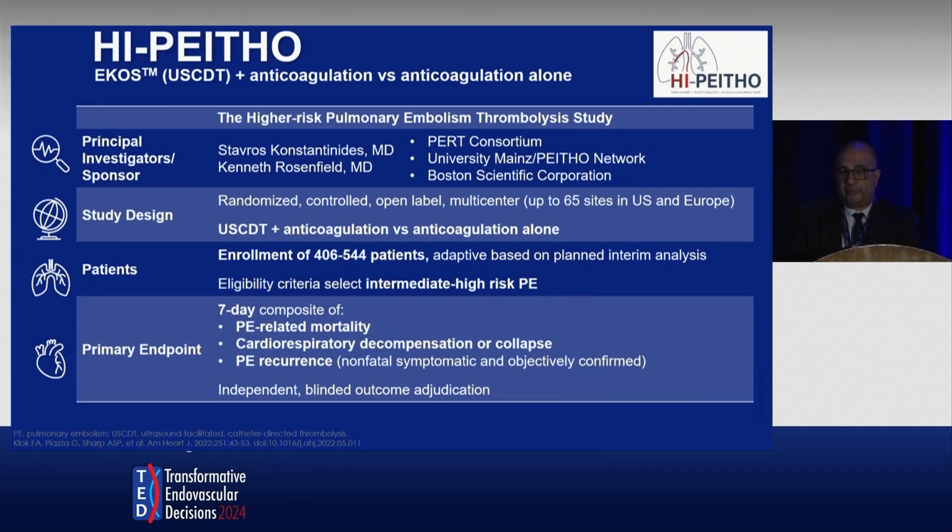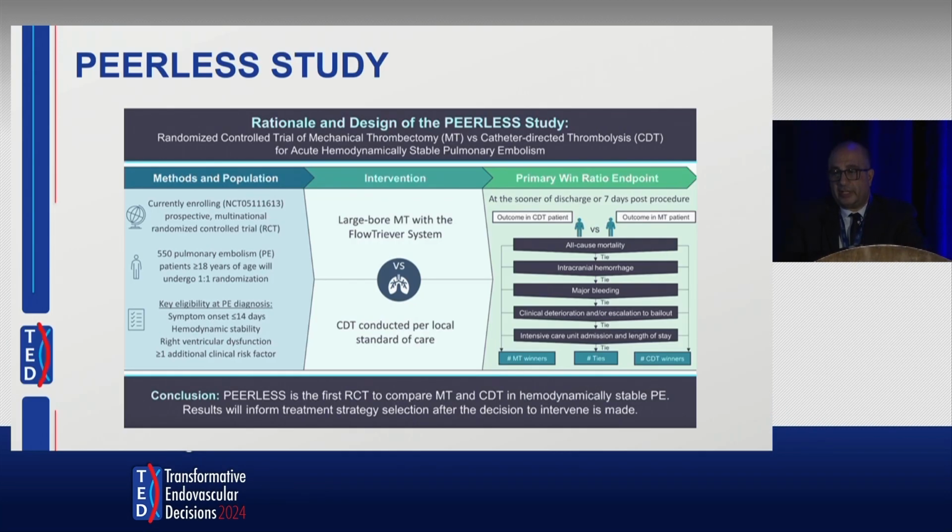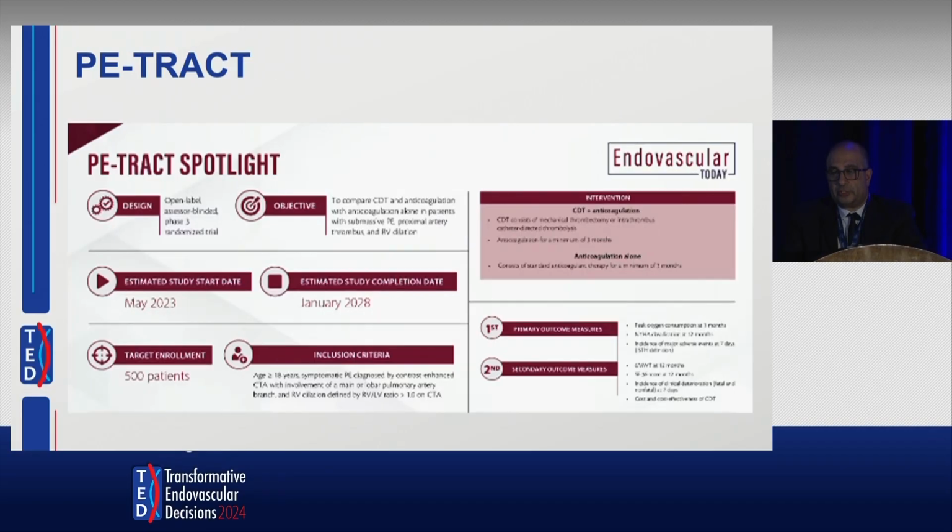I will go briefly. We have the HI-PEITHO trial comparing EKOS plus anticoagulation versus anticoagulation alone. The primary endpoint is 7-day composite of PE-related mortality, cardiorespiratory decompensation, PE recurrence. PEERLESS study comparing the FlowTriever versus catheter-directed therapy. They're looking at all-cause mortality among other primary endpoints.